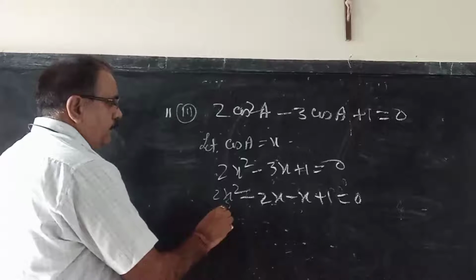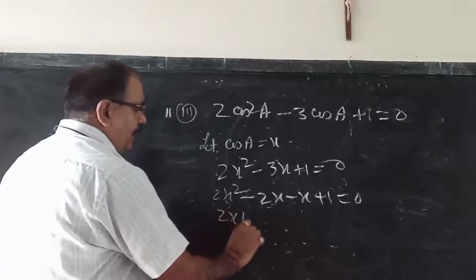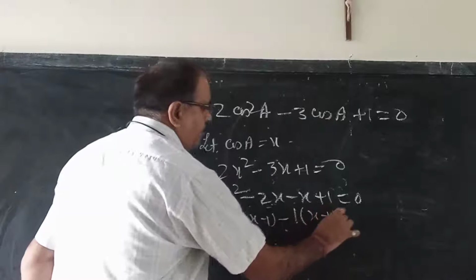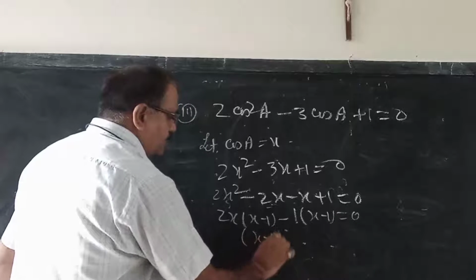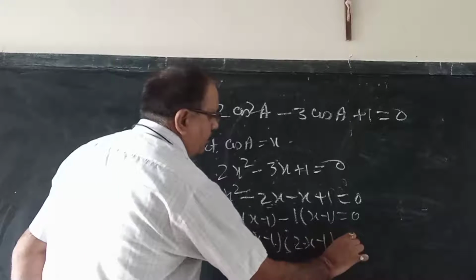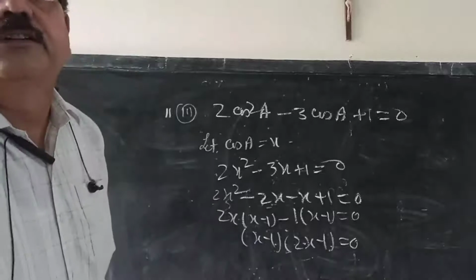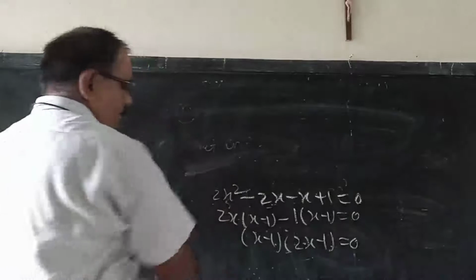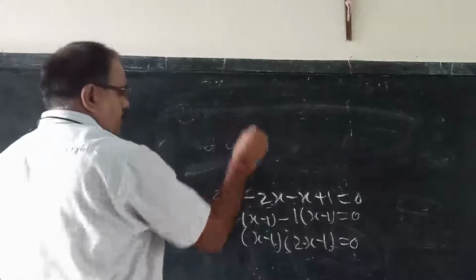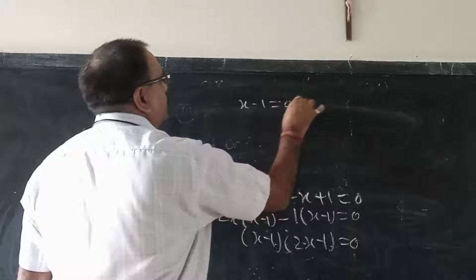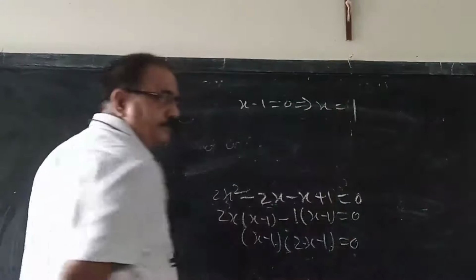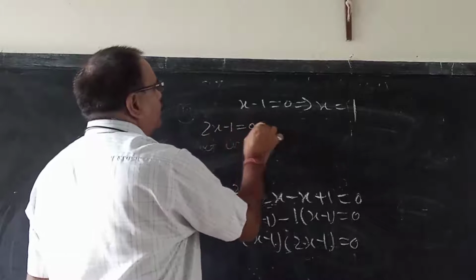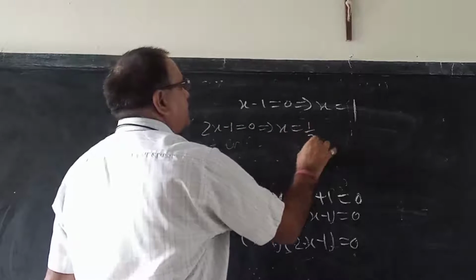So what is common here? 2x is common in the first two terms, giving 2x(x − 1). Minus 1 is common in the rest, so (x − 1) is common. So we get (x − 1)(2x − 1) = 0. So x − 1 = 0, which implies x = 1. The second equation, 2x − 1 = 0, means x = 1/2.